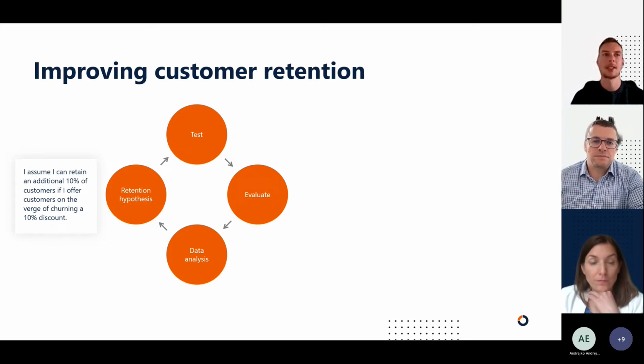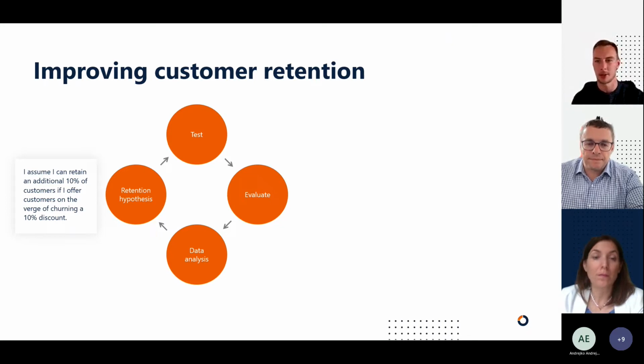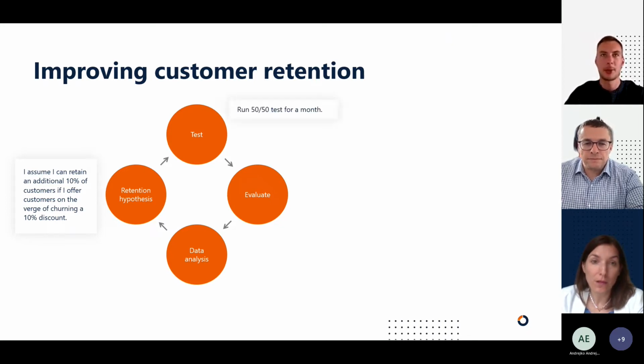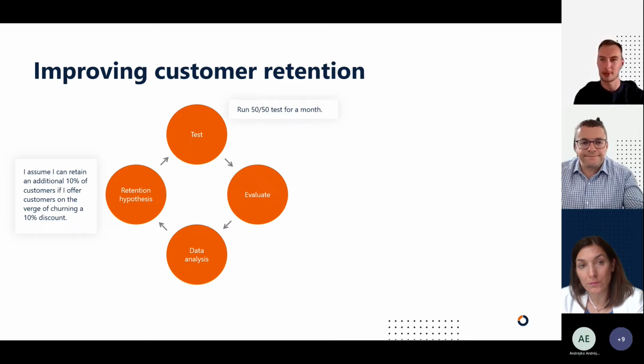What is important here is this customer on the verge of churning. So it's going to be a targeted campaign only at those, and we would be offering them a 10% discount in order to retain them. The next step would be to run a test. We would run an A/B test for a month where 50% of customers would receive that 10% discount and 50% of them would receive no discount at all.